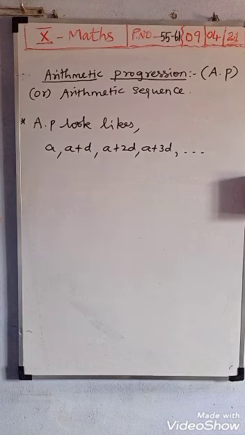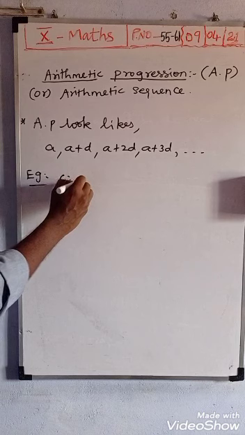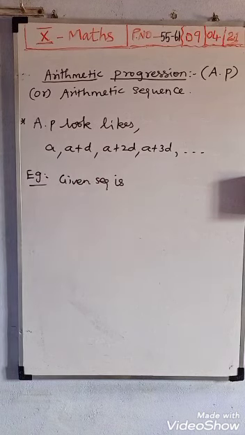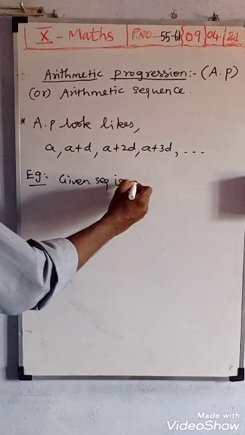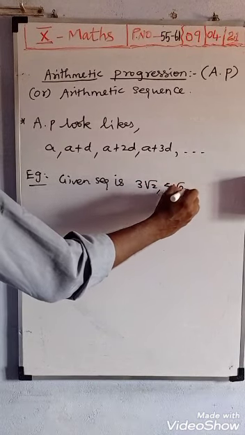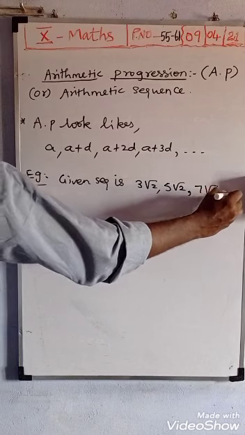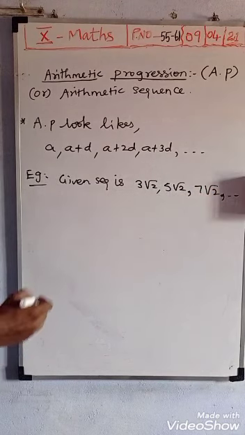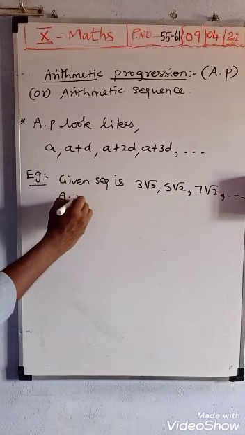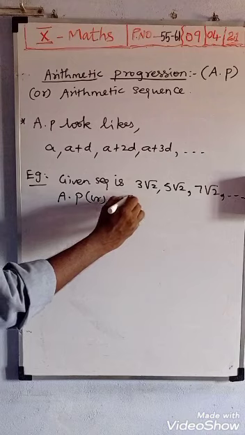Then suppose one example: a sequence is given, and the question asks whether it is an arithmetic progression or not. For example, the given sequence is 3 root 2, 5 root 2, 7 root 2, up to etc. It is going on. Whether this given sequence is an arithmetic progression or not, how do we check?